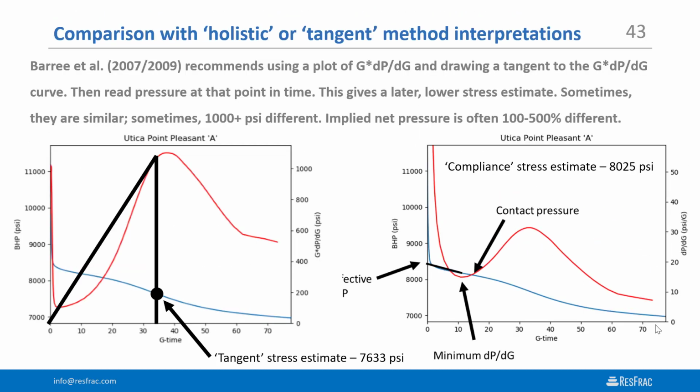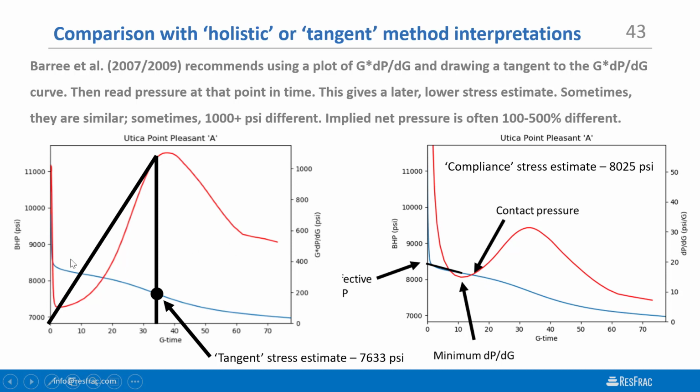Just want to compare. So here I have this URTeC DFIT. And here I have a G times dP/dG plot, and here I have a dP/dG plot. So the compliance method is to identify the point where the derivative dP/dG reaches a minimum, come up about 75 psi from that roughly, and that's where we think the fracture is closed. There is a little bit of imprecision in the exact location of closure, but it's about right here.